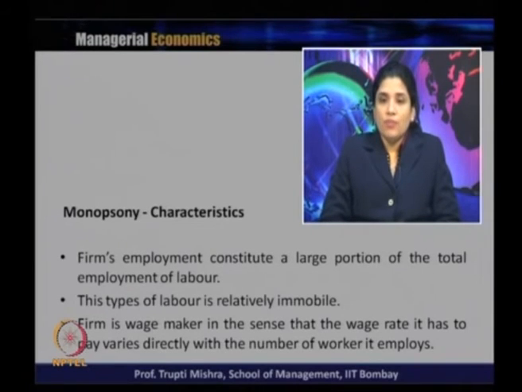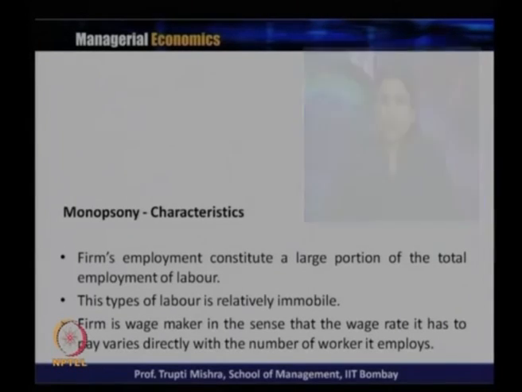So, here the farm's employment constitutes a large portion of the total employment of labor, and we assume that this type of labor is relatively immobile. The farm is the wage maker in the sense that the wage rate it has to pay varies directly with the number of workers it employs. So, they are not the wage taker, they are the wage maker, and whatever wage rate they pay to the labor generally varies with the number of workers employed. And only if the employment constitutes a large portion of the total employment of the labor can they influence it.